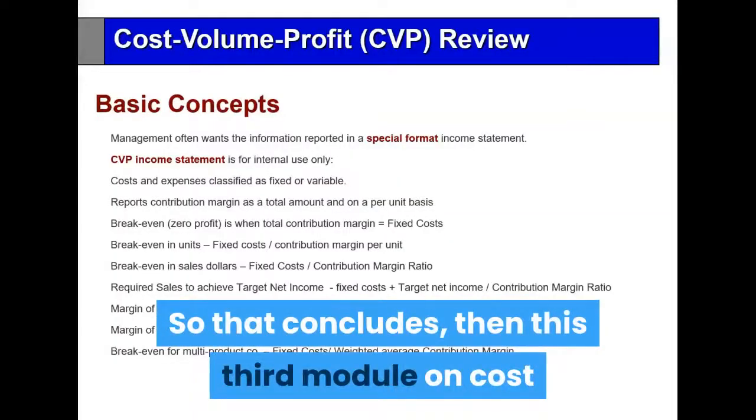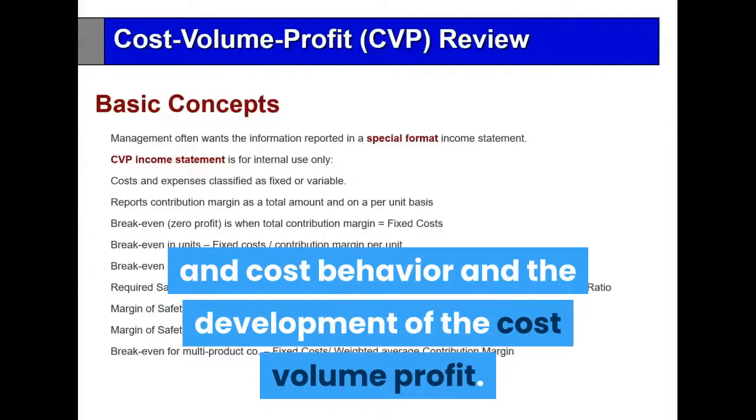And lastly, the break-even for a multi-product company. We use our understanding of costs and how they behave, and we develop the weighted average contribution margin, and we divide that into the fixed cost. And lastly, of course, if we have a constraint, we want to maximize the total contribution per the constraint, or the limited resources. So that concludes then the third module on cost and cost behavior and the development of the cost, volume, profit. We have many exercises and problems, interactive exercises and problems that go along with this module.